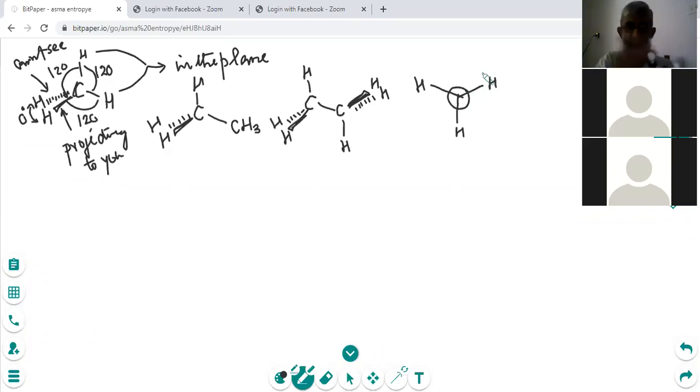Representing these three hydrogens are closer to you. You are looking from this side. So these three hydrogens are closer to you.